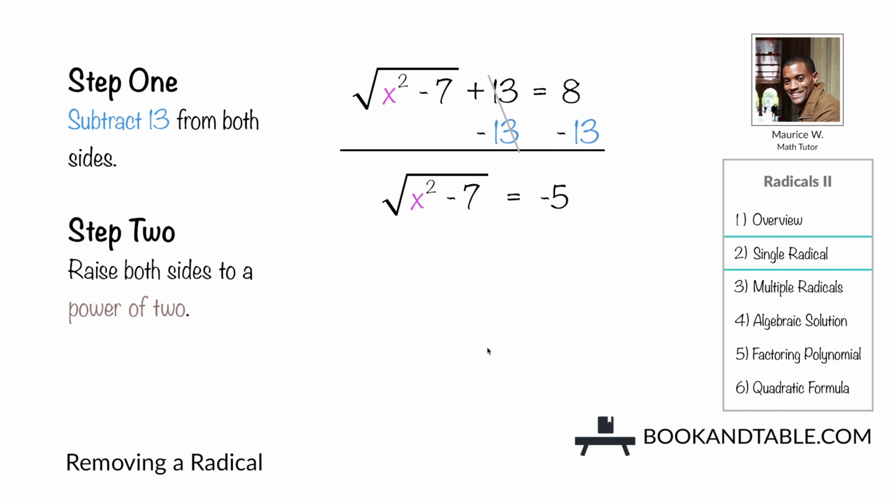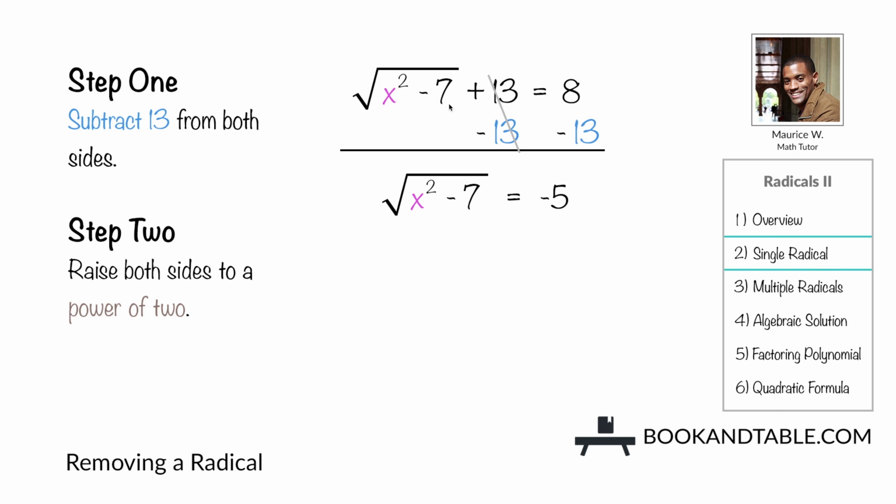So now let's have a look at a radical equation and how we would go about removing the radical sign from this equation. We'll save how to solve for the variable for later on in this video when we get to sections 4, 5, and 6. For now, we're just going to focus on removing the radical sign. So let's say you were given this radical equation, the square root of x squared minus 7 plus 13 is equal to 8.